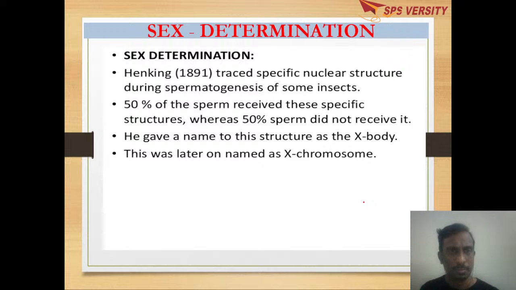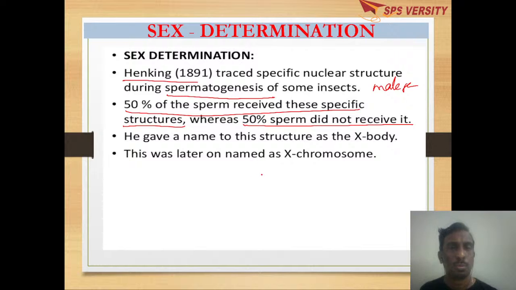After Thomas Hunt Morgan, after the linkage and recombination concepts, the next concept is sex determination. In 1891, a scientist called Henking observed a specific structure in the nucleus during spermatogenesis. Spermatogenesis means formation of male gametes. What he observed in male gametes of insects is that 50% of the sperms received this specific structure, whereas 50% did not. It is the X chromosome, which he called the X body. Later on it was named the X chromosome. So Henking discovered the X chromosome.